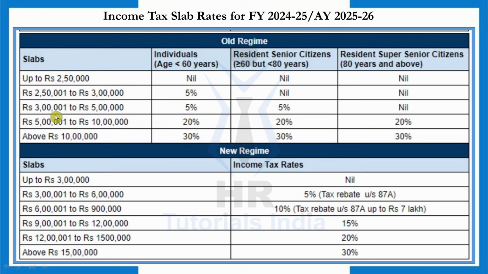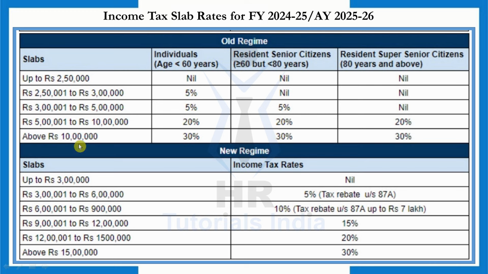For employees whose salary is between 3 lakhs and 5 lakhs, the income tax is 5% for individuals less than 60 years, 5% for senior citizens, and nil for super senior citizens. For salary between 5 lakhs and 10 lakhs, the income tax is 20% for individuals below 60 years, 20% for senior citizens between 60 and 80 years, and 20% for super senior citizens aged 80 and above.